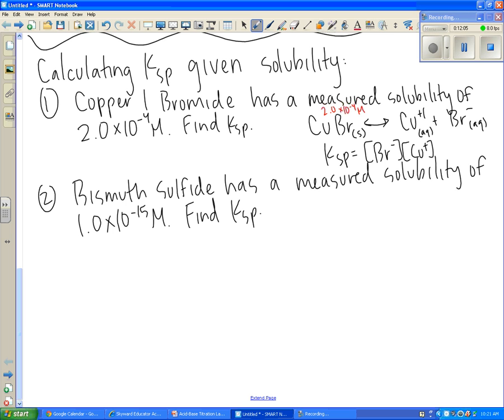So the amount of copper 1 and the amount of bromide ions in that solution would be equal because it breaks up in a 1-to-1 ratio. So this is also 2.0 times 10 to the minus 4th molar, and this is 2.0 times 10 to the minus 4th molar. Well, then all I have to do is plug these numbers in. So Ksp will be equal to 2.0 times 10 to the minus 4th times 2.0 times 10 to the minus 4th.